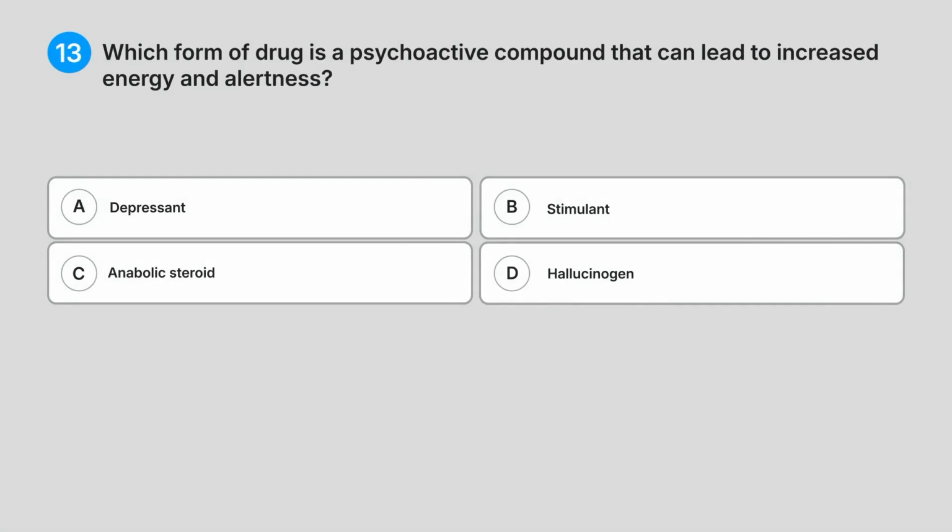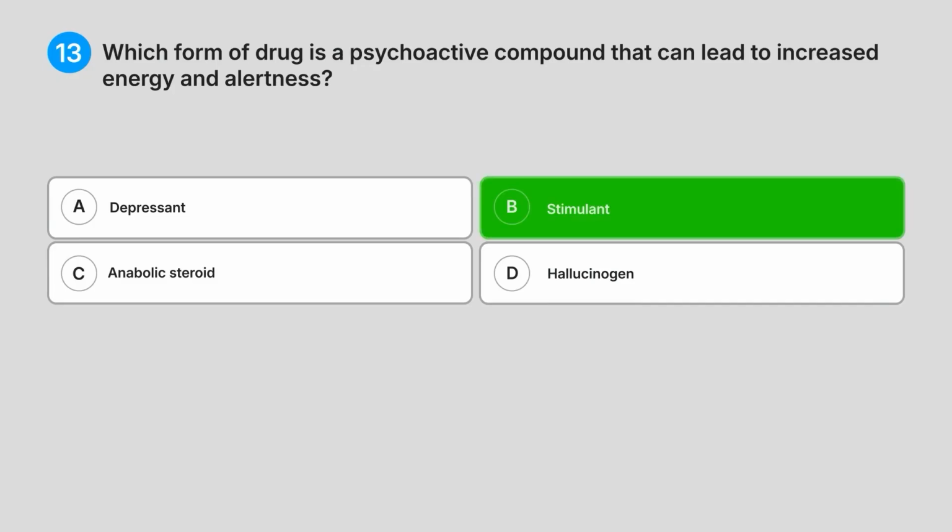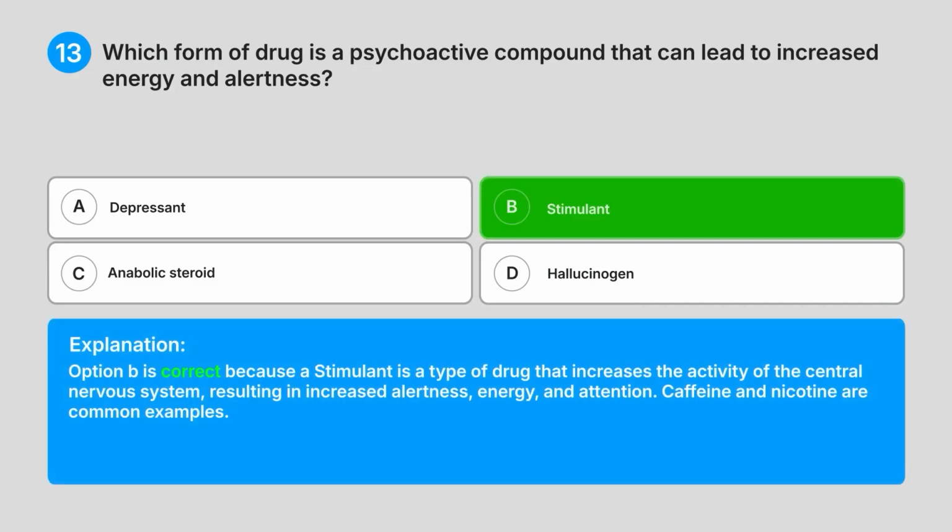Correct answer, B. Stimulant. Explanation. Option B is correct because a stimulant is a type of drug that increases the activity of the central nervous system, resulting in increased alertness, energy, and attention. Caffeine and nicotine are common examples.